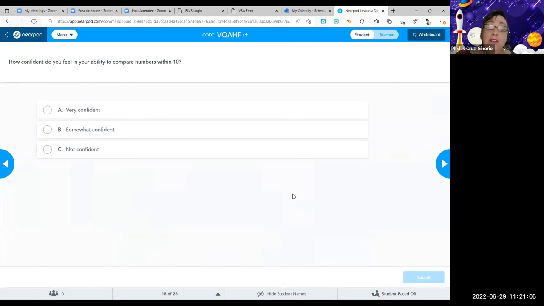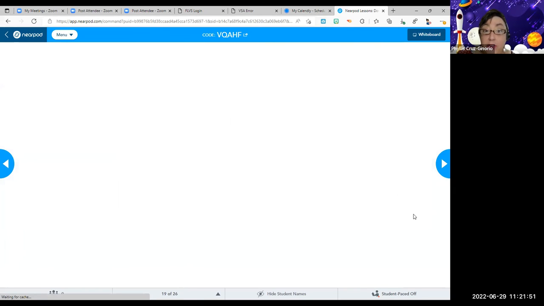Now, how confident do you feel now about learning how to compare numbers within 10? How do you feel about your ability now? Go ahead and choose your best answer. A, very confident. B, I'm okay with it. C, I need lots of help learning how to compare numbers. Okay, now your answers will help me figure out how to help you.